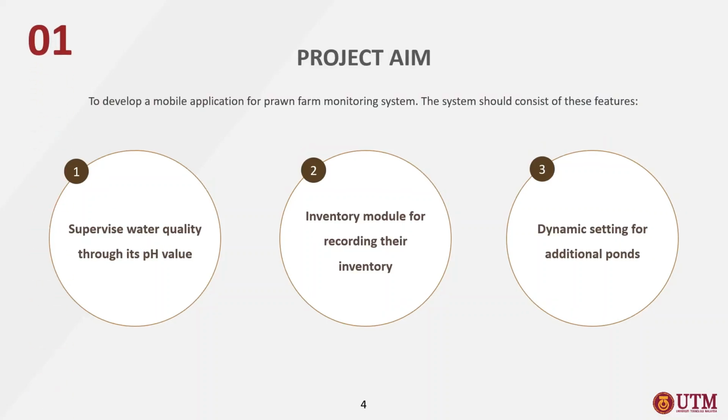So this project aims to develop a mobile application for prawn farm monitoring system, and this system should consist of these features, which is supervised water quality through its pH value, inventory module for recording their inventory, and dynamic setting for additional ponds.